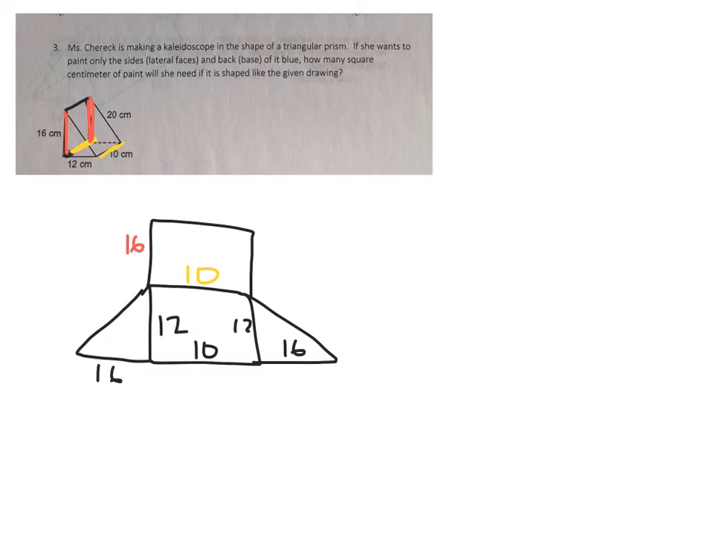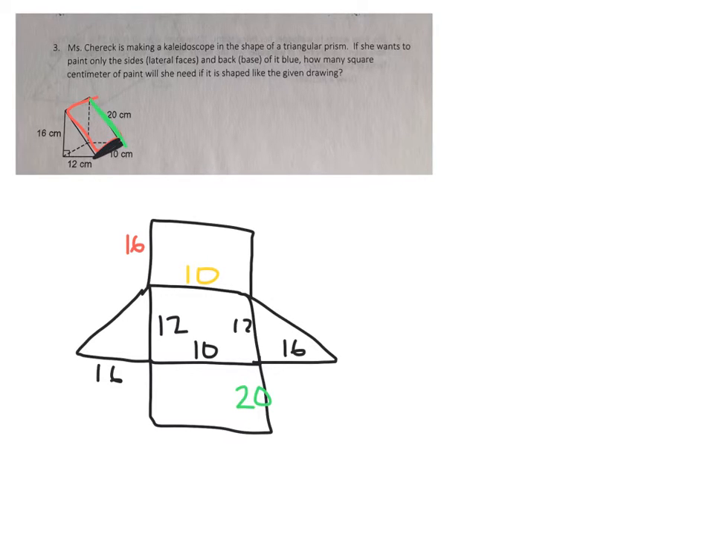And then let's talk about the other rectangle. So let's drop down our rectangle. And now when we look at it, that's our front rectangle right there. So we have a base of 10, which would be this bottom part here. And then we have a height of 20. Okay, so now we drew our net.